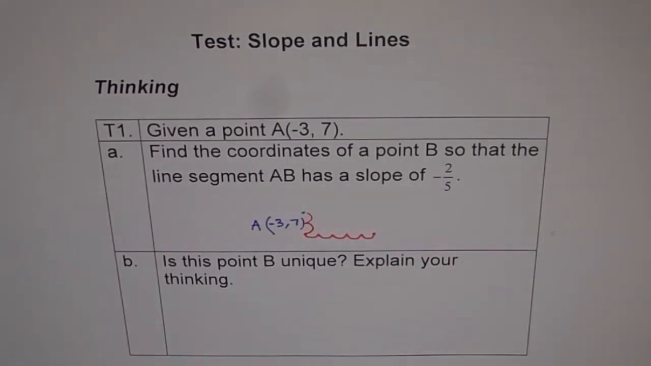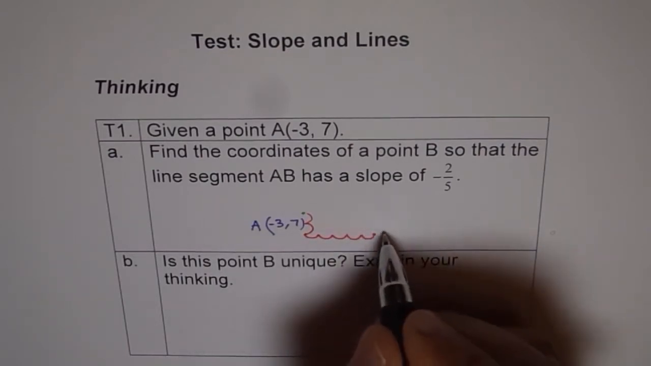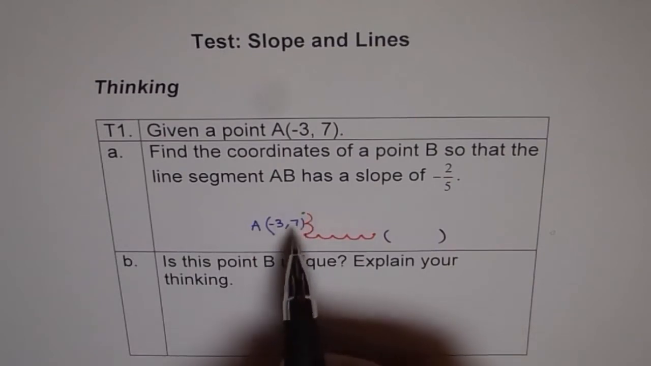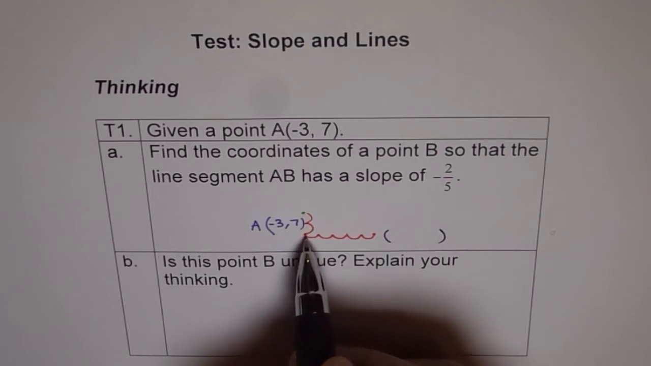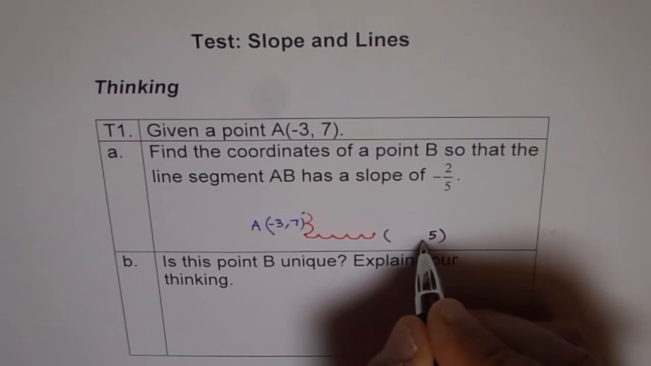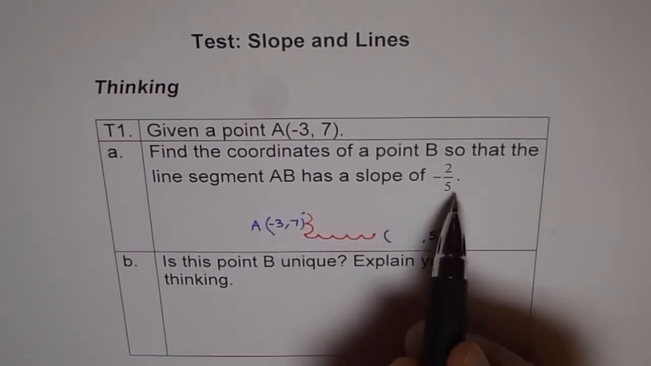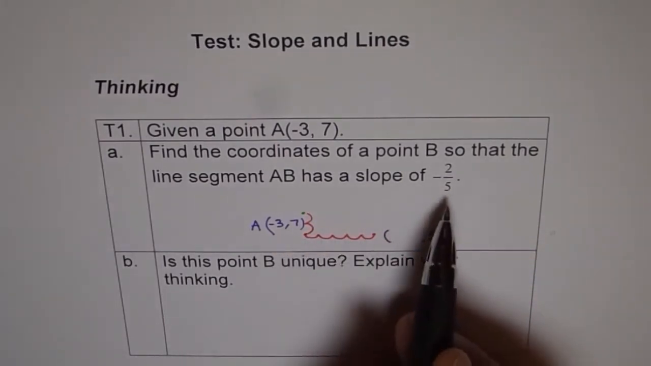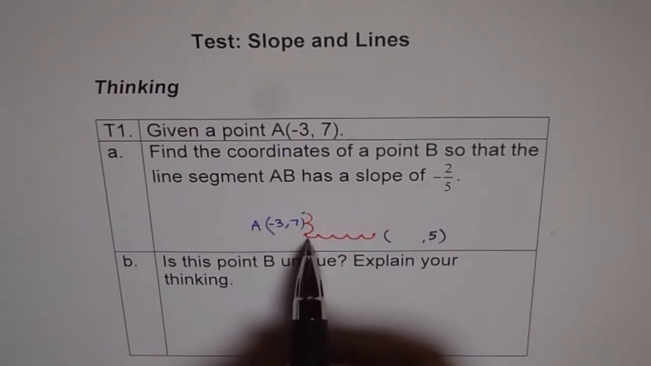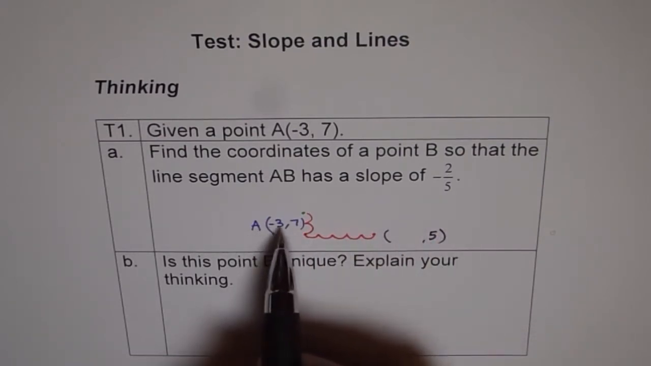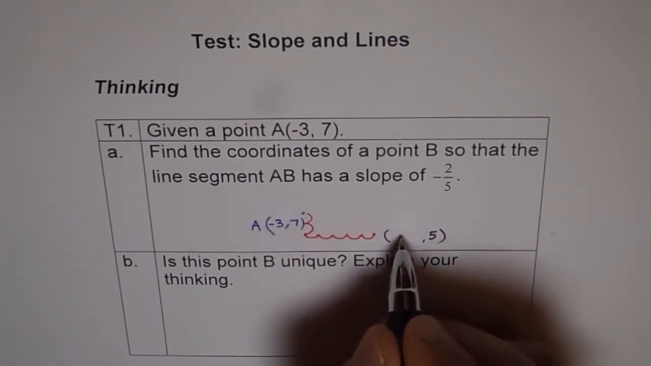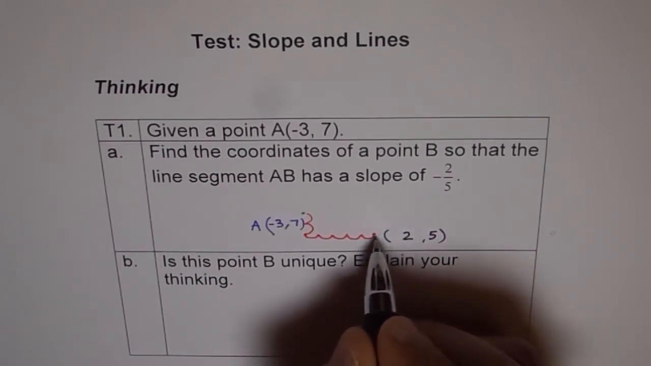So which point do you come at? This is what you have to figure out. So let's do our math. 2 steps down from 7, so the y value becomes 2 less than 7, which is 5. Do you see that? Now let's see the x value. 5 steps to the right, so we add 5. From -3 we go 1, 2, 3, 4, 5, so -3 plus 5 gives us 2. So that is the point we arrive at.